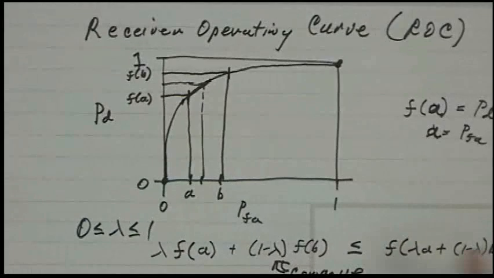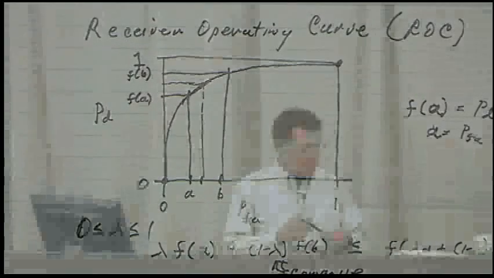All right, good. So this is a receiver operating curve. And that's the basic trade-off we have in edge detection.